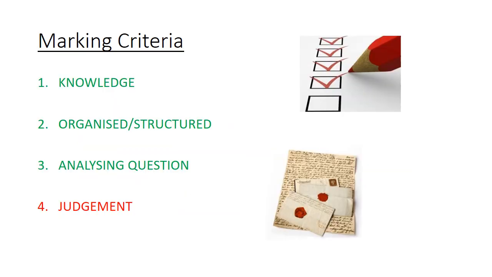So a little reminder of the marking criteria. I think our knowledge is going to be good because obviously you've got the book. I'll talk about the structure in a minute. Remember at the end of every paragraph to try and analyse back to the question: was this a reason to abolish the slave trade? I'm going to give you a few little tips about the judgment. I think that's the main area to focus on and improve.